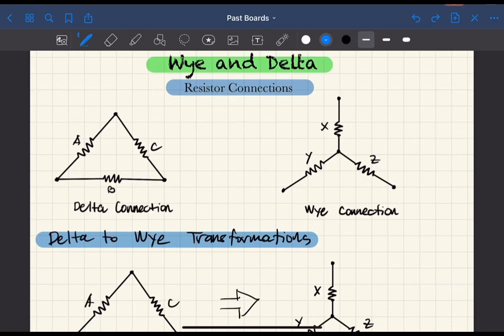Hi guys, for this video, let's talk about Y and delta resistor connections. So delta connections, as you can see, are resistors that are connected in a triangle fashion. This is based on the Greek letter delta, which is like a triangle. On the other hand, the Y connection is like an inverted Y in our English alphabet. So these are resistors that are connected in an inverted Y fashion.